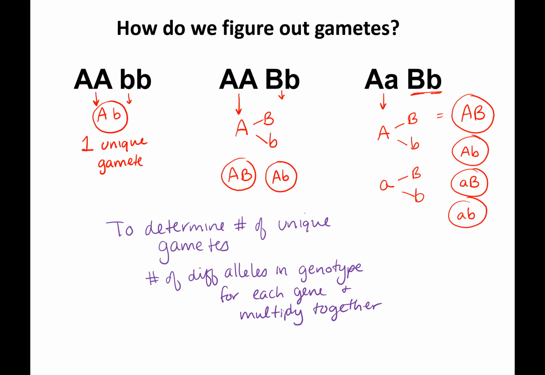So if we look up here, here we have one possibility, and here we have one possibility, and 1 times 1 is 1. There's only one unique gamete that can be formed. For this allele pair, we have one possibility. For big B, little b, we have 2 possibilities. So we multiply that, and there are only 2 unique gametes. Here, we have 2 times 2, which makes 4 unique gametes.